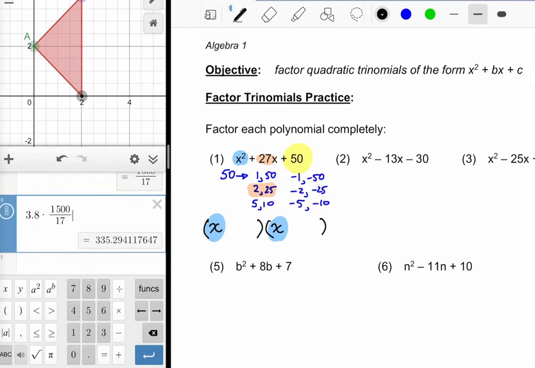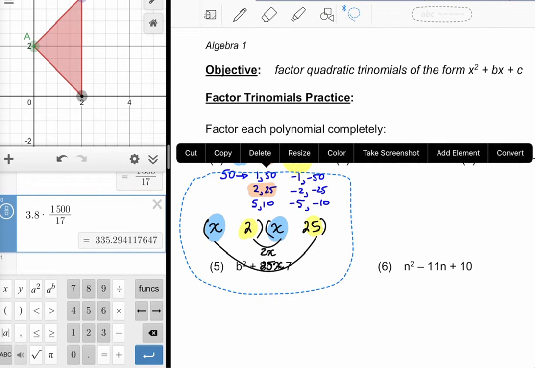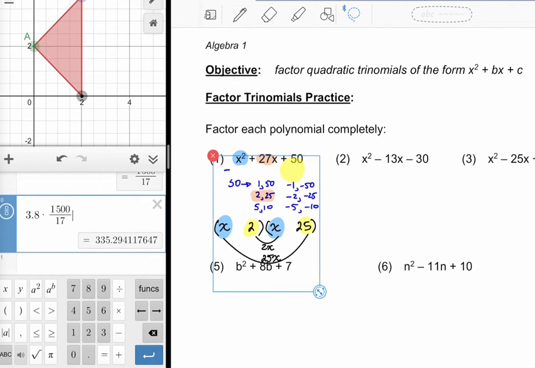The factors of 50 that seem to make sense here would be 2 and 25. We verify by using the arc diagram, just to make sure that the 2 and the x, when multiplied and then added to the 25 multiplied by the x, will give you a 27x. And it does, or at least it'll be obvious when I clean this up. Oh, I lost a hat on my 5.